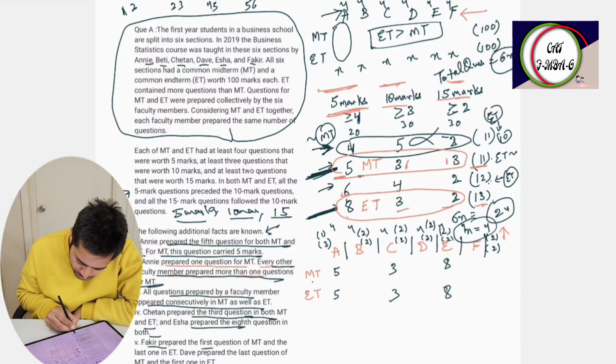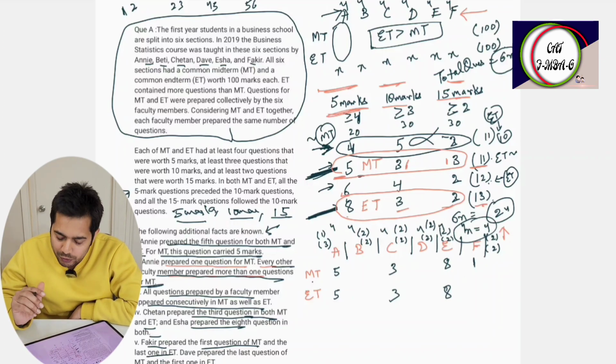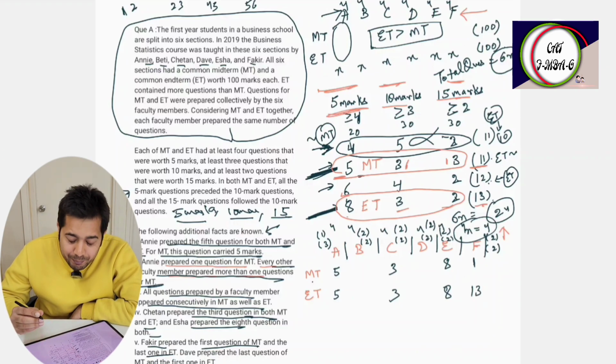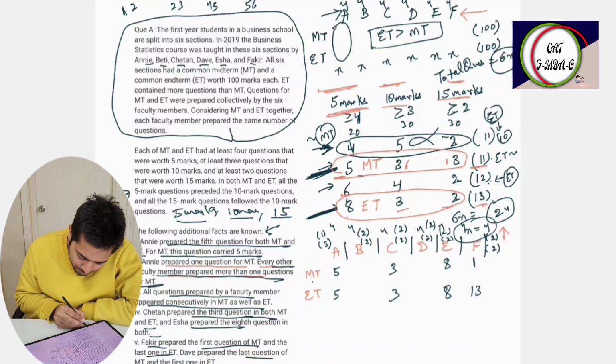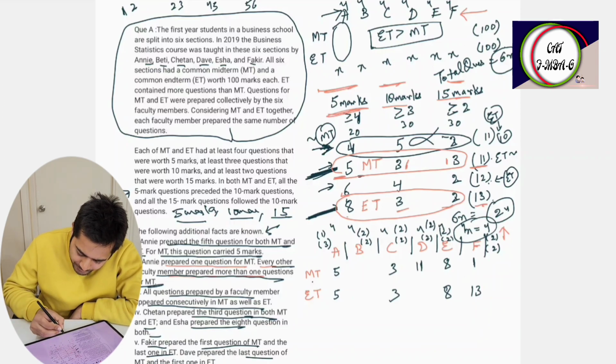Fakir prepared the first question of MT and the last one in ET. The last question in ET is question number 13, because in ET there are 13 questions. So Fakir prepared the 13th question in ET. D prepared the last question of MT. MT has a total of 11 questions, so the last question is 11. So D prepared the last question of MT and the first one in ET.